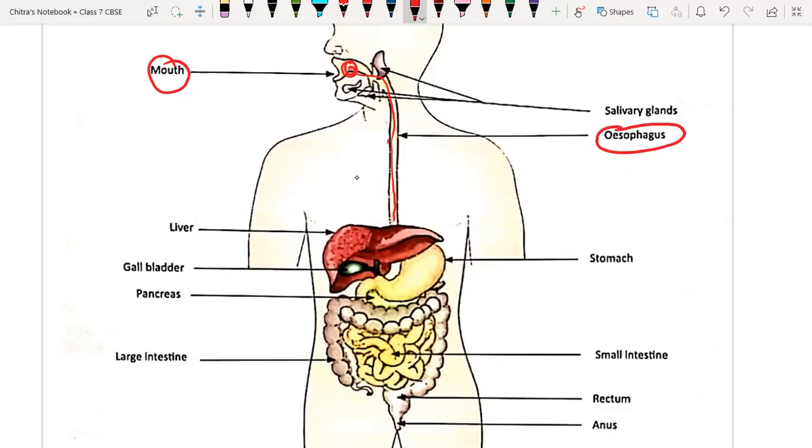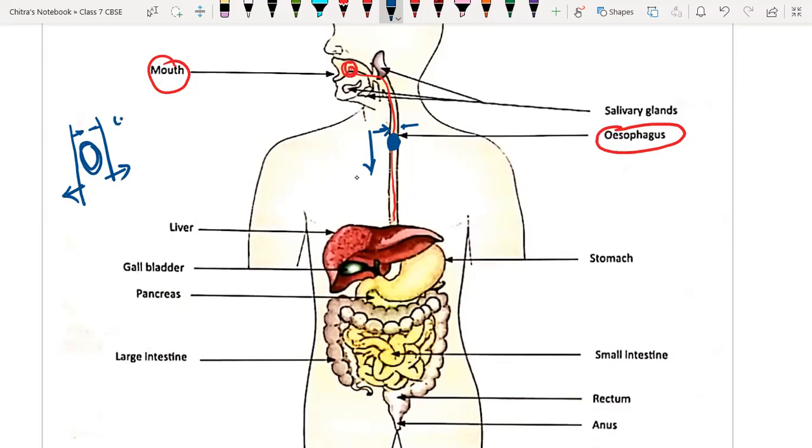Suppose here we have the food. How is this food going to be transported automatically toward the stomach? The muscles of the esophagus above the morsel contract. Suppose here we have the esophagus, and here we have the food. The muscles of the esophagus in this region will contract, and the muscles in this region will relax.